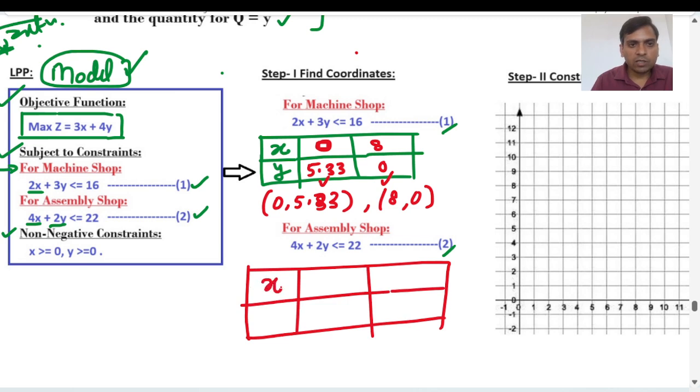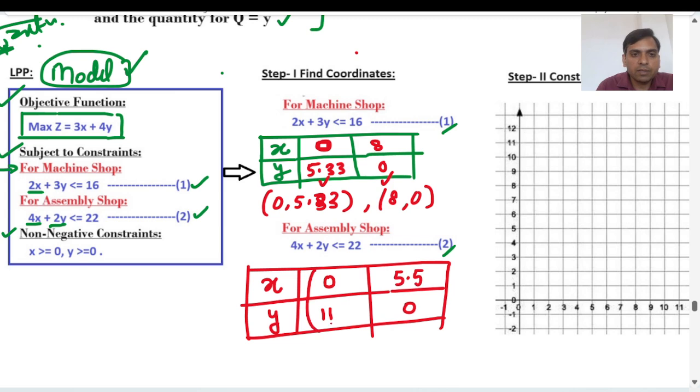For the second equation, this is x and this is y. For x, we will consider 0, and for y, we will consider 0. If we put x equals 0 in this, the remaining equation is 2y equals 22, and y equals 11. And if we put y equals 0 in this equation, we have 4x equals 22. So 4x equals 22 means x equals 5.5.